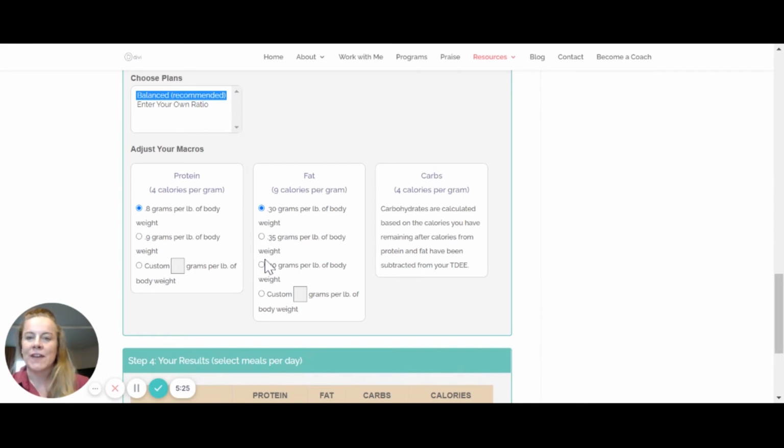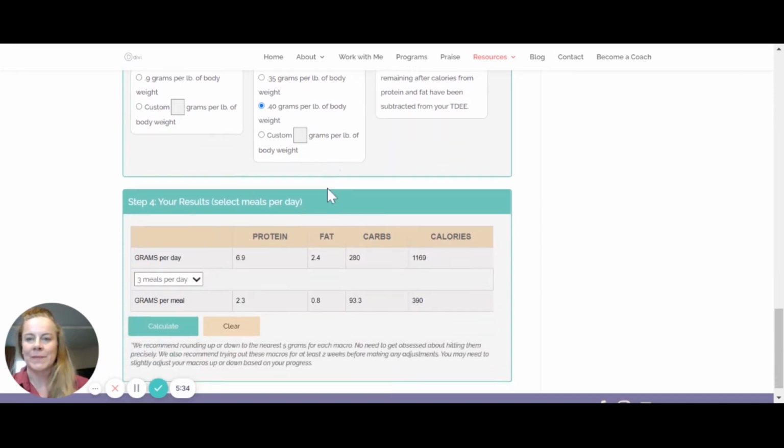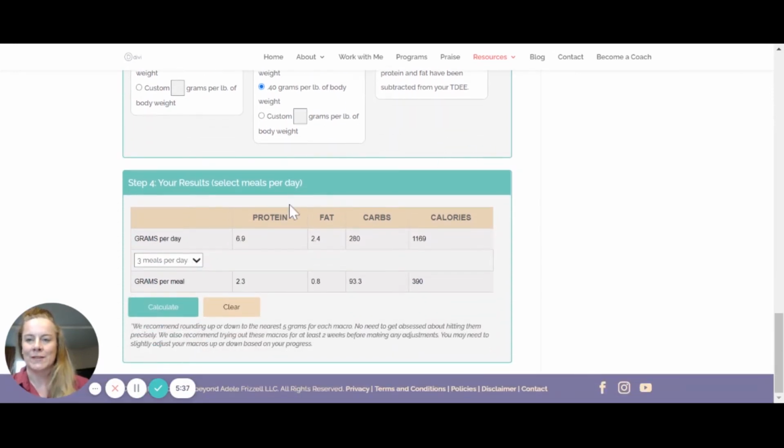Now, if you really enjoy your fats, you could go higher, and I'll put 0.4 grams there. But of course, that's going to pull from carbs. Your carbs will automatically drop down as a result. Okay, so let's show you how that all works. Let's say you want to eat 3 meals a day. Let's calculate what this comes out to.